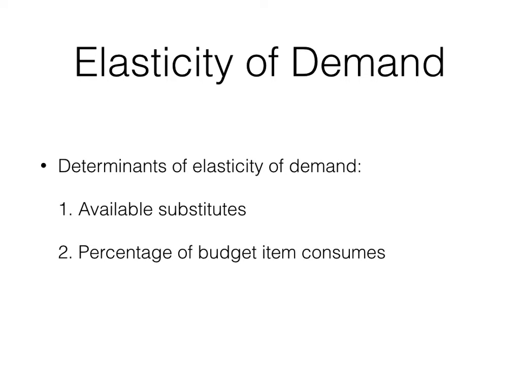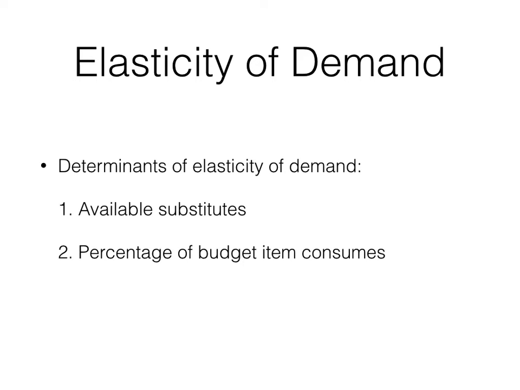Second thing we want to look at is the percentage of the budget that the item consumes. So if we're talking about, say, a box of salt, that price can go from $1 to $2, a 100% increase in price, and you're really not going to cut back on your use of salt. The decrease in your consumption isn't warranted by this change in price because it doesn't take up a large percentage of your budget.